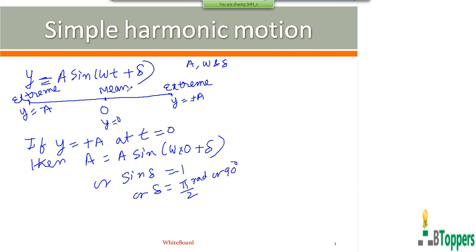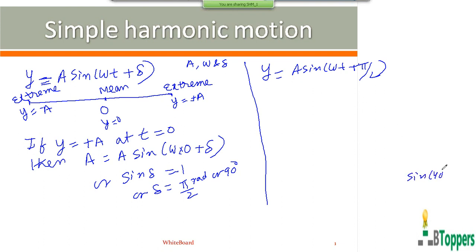If you substitute this value of delta in this equation, you get y equal to a sin omega t plus pi by 2. Sin 90 degrees plus theta is cos theta, or sin pi by 2 radian plus theta is equal to cos theta. So this can be written as a cos omega t.